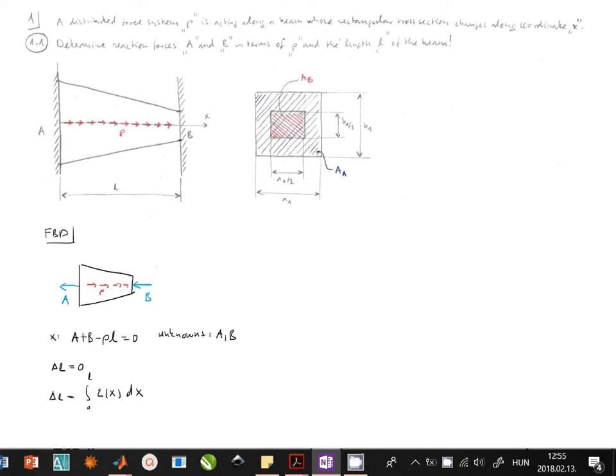and the strain comes from Hooke's law, which says that the stress can be computed as E, which is the Young modulus, times epsilon of x. We assume that E, the Young modulus, is constant for the whole beam. So the beam has one Young modulus. It doesn't change along the length. Now, epsilon can be expressed from here.